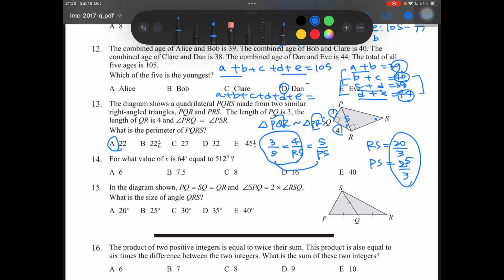What value of x makes 64 to the power of x equal 512? 64 is 2 to the power of 6, and 512 is 2 to the power of 9. So 2 to the power of 6x equals 2 to the power of 9, so x should be 1.5.